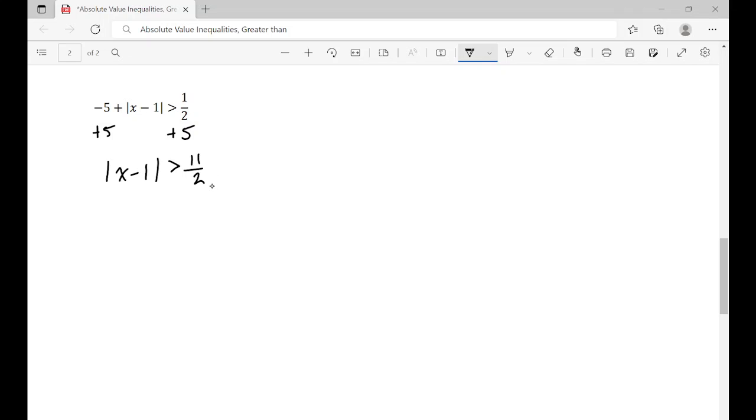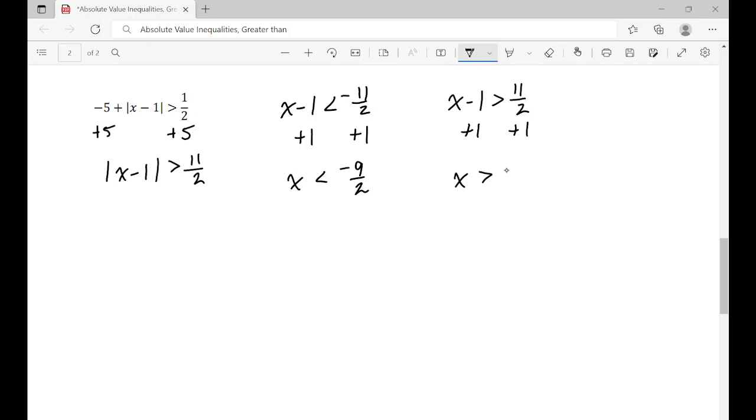Now I have my absolute value by itself, so I'm going to write out my two separate inequalities. x minus 1 less than negative 11 halves, and x minus 1 is greater than 11 halves. And I will solve each one on their own. So I'm going to add 1 to both sides, and when I do that, I'm going to get x is less than negative 9 halves, and I'll solve this one, add 1 to both sides, x is going to be greater than 13 halves. Again, we got fractions, we're not concerned with them, that's a-okay, because we're just plugging them into a graph.